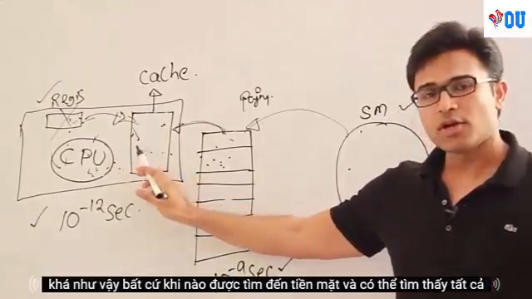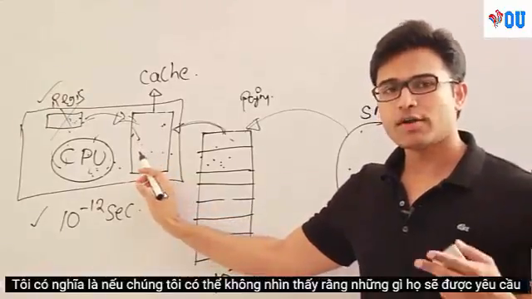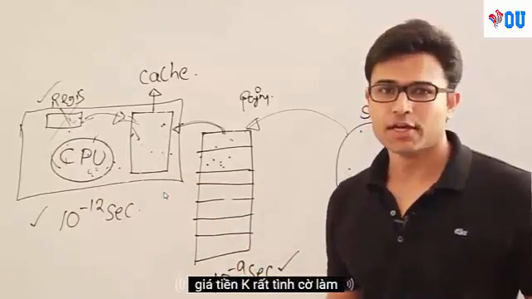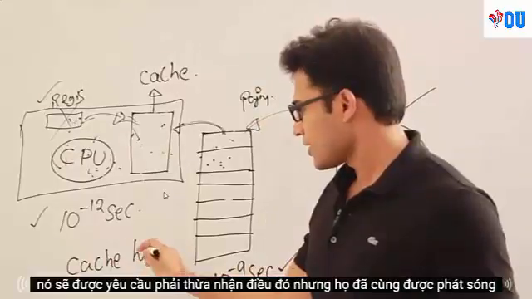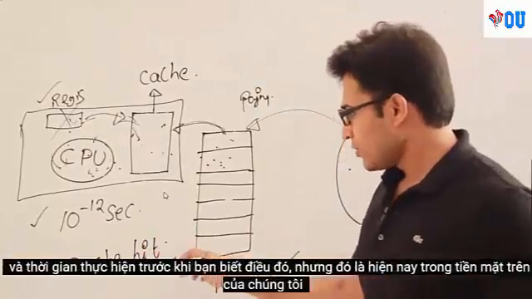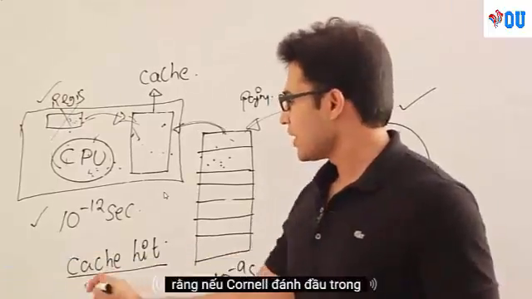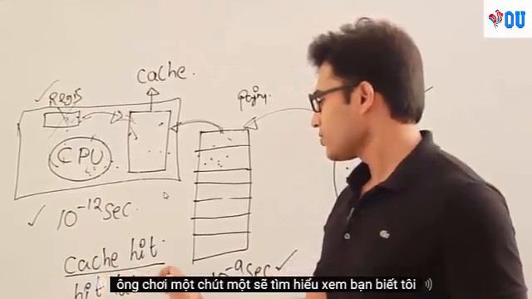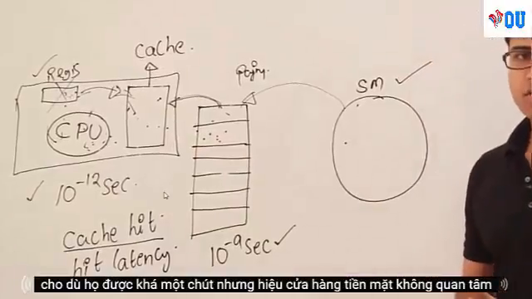So whenever we look into the cache and we are able to find that whatever we require is present in the cache, that is called a cache hit. Cache hit is when the required element is present in the cache. And the time taken to find out whether the required element is present in the cache or not is called hit latency.